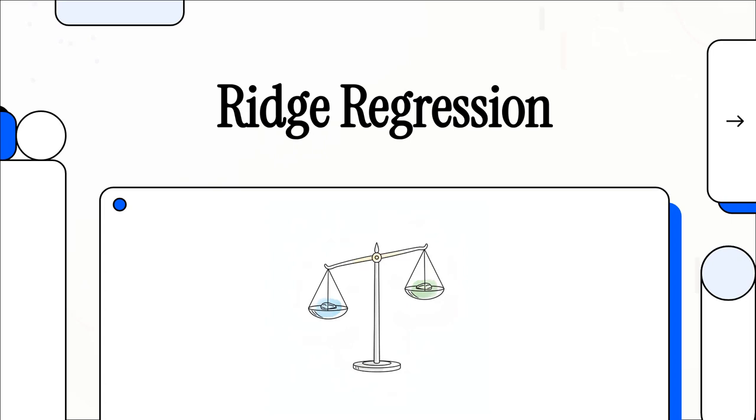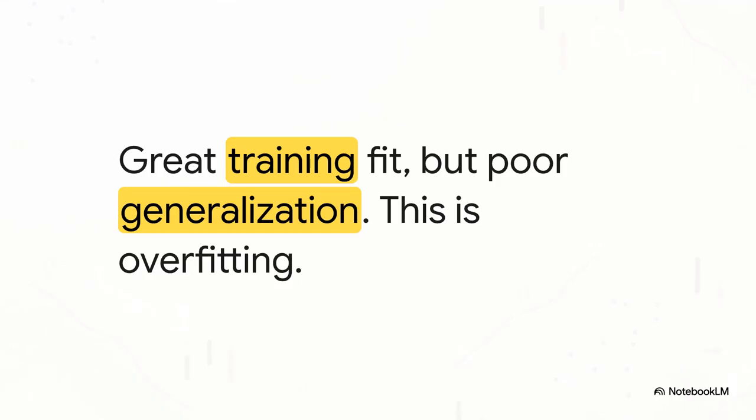Have you ever built a regression model that fits your training data absolutely perfectly, only to watch it completely bomb on new data? Yeah, we've all been there. Sometimes your model is simply trying way too hard. You get this amazing training fit, but terrible generalization. It's the classic trap of overfitting. And honestly, it's exactly the core pain point we're going to solve today.